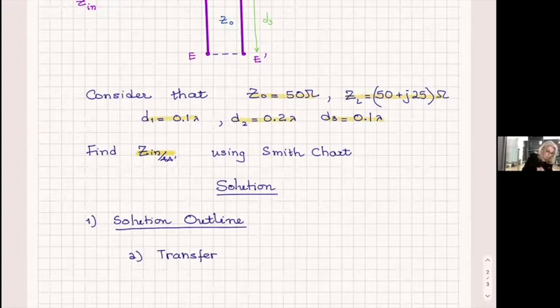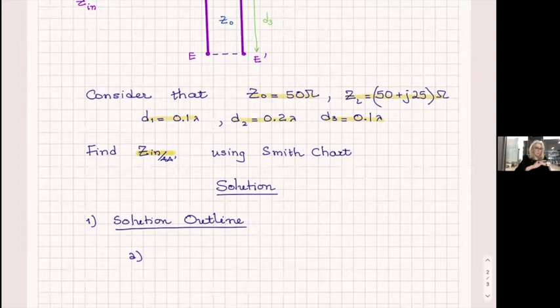Before I even go there, one thing. Because I'm automatically thinking about this, but for you, it has to be part of your solution outline. You have to normalize everything. Normalize the lengths if they are not. Here they are all given in terms of lambda. That is called an electric length if it is in terms of lambda. They are not in terms of physical units. But if I were to give them to you in physical units, then I would need to give you also the wavelength or the frequency. And then you would have to normalize those lengths as well.